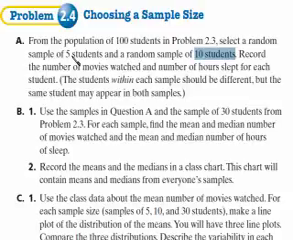So go ahead, pause the video, and answer that question. Get those all down in your notebook. So you should have 15 students written down in your notebooks, and their sleeping and movie watching numbers.